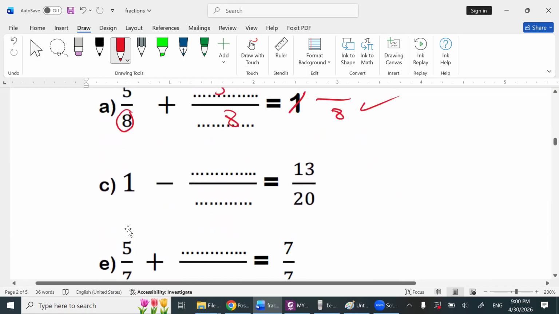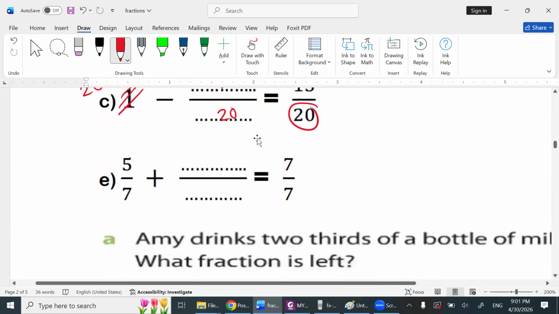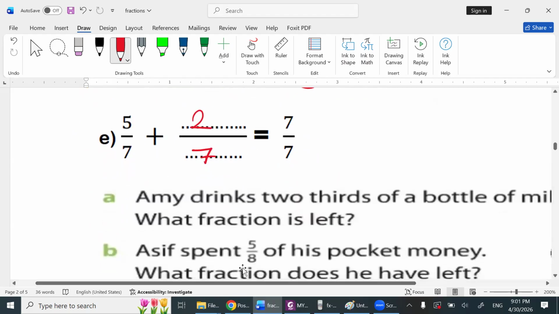And here, 1 minus a number or fraction gives you 13 over 20. You can write 1 here as 20 over 20. So 20 over 20 minus what gives you 13 over 20? We need to subtract 7 over 20 from 20 over 20 to give you 13 over 20. 5 over 7 needs what to reach 7 over 7? It needs 2 over 7. So 5 over 7 plus 2 over 7 gives you 7 over 7.